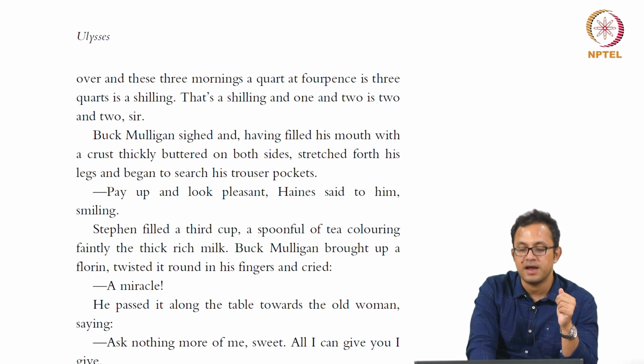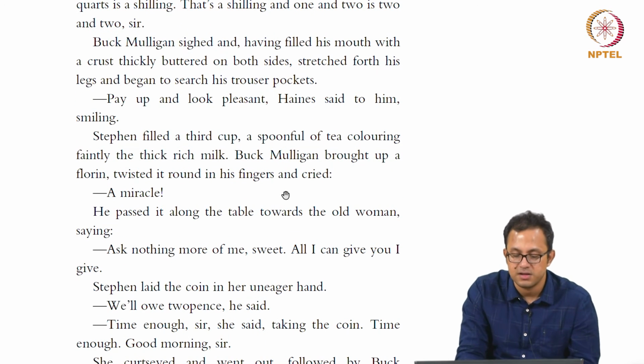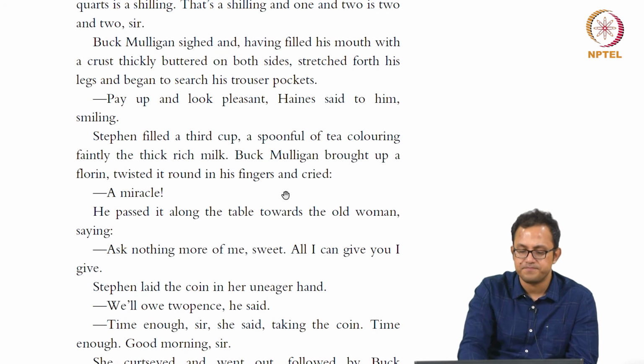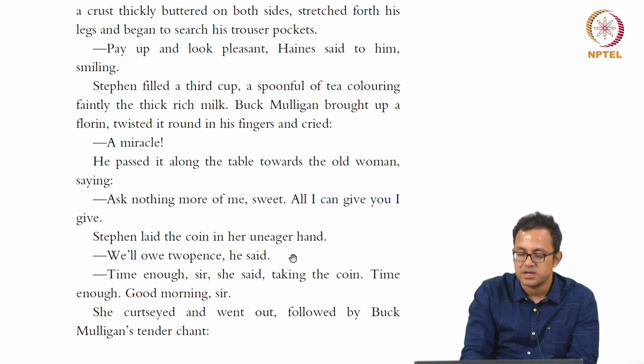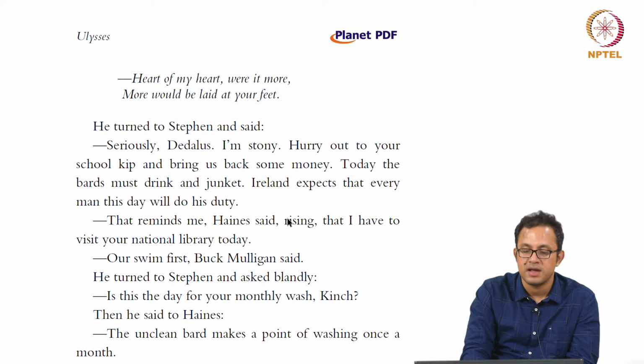Stretched forth his legs and began to search his trouser pockets. "Pay up and look pleasant," Haines said to him, smiling. Stephen filled a third cup, a spoonful of tea colouring faintly the thick, rich milk. Buck Mulligan brought up a florin, twisted it around his fingers, and cried, "A miracle!" He passed it along the table towards the old woman, saying, "Ask nothing more of me, sweet. All I can give you, I give." Stephen laid the coin in her uneager hand. "We'll owe twopence," he said. "Time enough, sir," she said, taking the coin. "Time enough. Good morning, sir." She curtsied and went out, followed by Buck Mulligan's tender chant, "Heart of my heart, were it more, more would be laid at your feet."